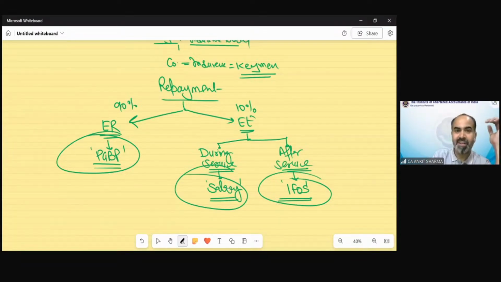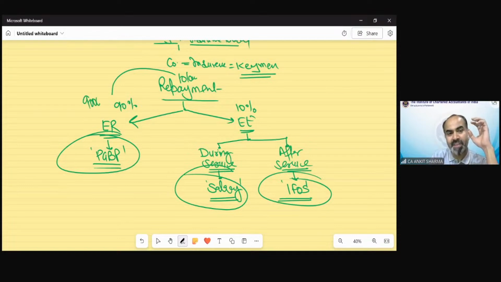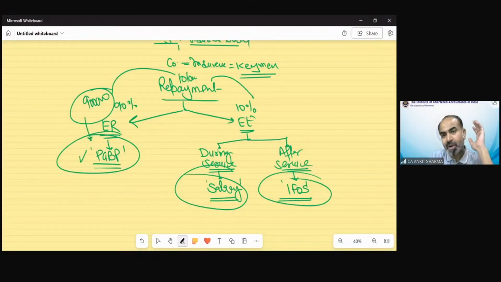90% and 10%, the repayment. Suppose on the repayment of that policy, 10 lakh is paid by the insurance company. And suppose out of 10 lakh, 9 lakh is received by the employer. As per the provision I am discussing with you, whatever amount is received by the employer is going to be taxed under PGBP. And whatever amount has been received by the employee, suppose 1 lakh, it could be 90-10, it could be 95-5, depending upon the policy agreement. So whatever amount is received by the employee is going to be taxed either under salary head or income from other source.